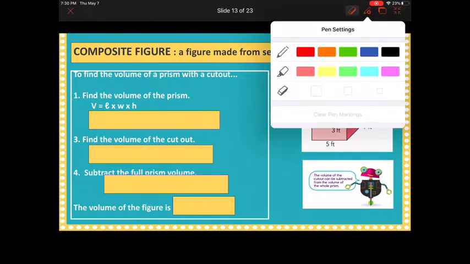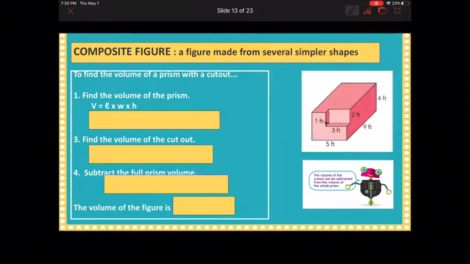To find the volume of a prism with a cutout, step number 1, let's do this one. Find the volume of the whole prism. All right, so length times width times height. All right, so make sure we're looking at the whole prism. Let's look at the length. Length is left to right. So we can find left to right. We find that right here, 5 feet.